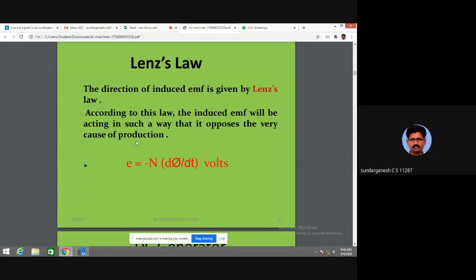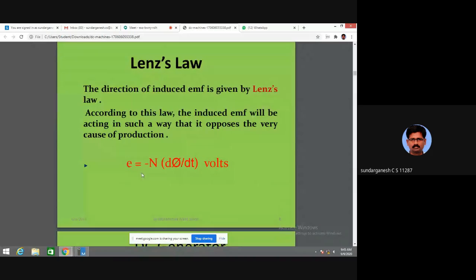The induced EMF will be opposite to the current flowing through the coil. There is a coil and you are supplying a current. Due to this current, a flux will be induced in the coil. This flux will produce an EMF, and this EMF will oppose the input voltage. This is known as Lenz's law. So the induced EMF value will be less than the applied voltage.